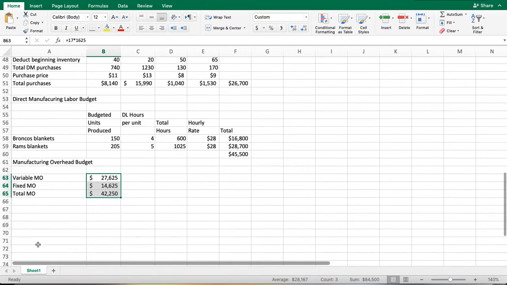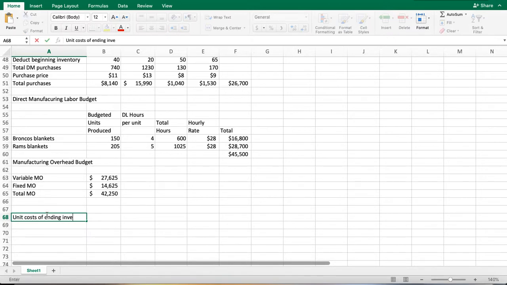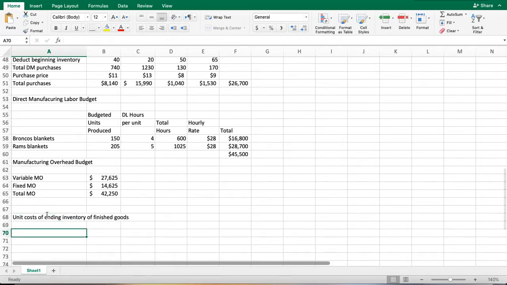Then they ask us to calculate unit cost of ending inventory of finished goods. And we're getting to the end here. So if you remember, in every product, you have three costs: direct material, direct labor, manufacturing overhead. So we have been calculating that as we've gone along.